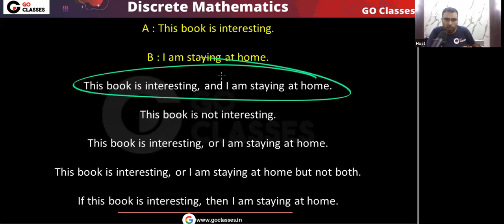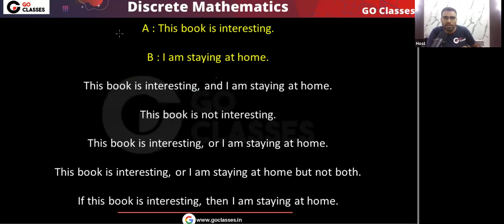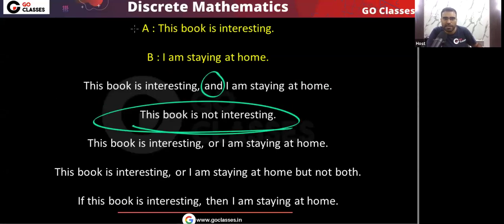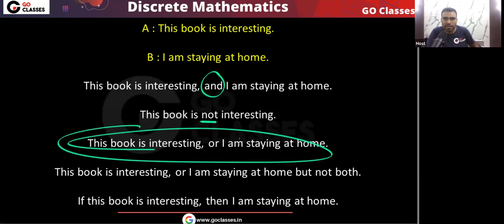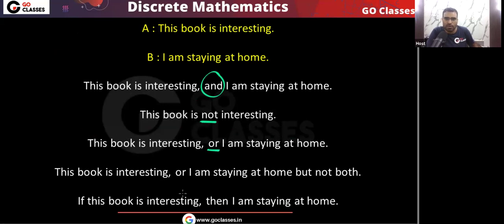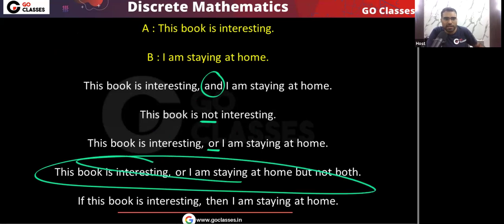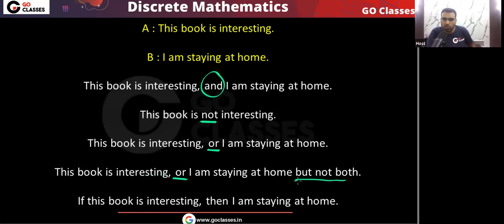So remember, these logical connectives we need to study. You can see that we have statement A and statement B. Now I can create a new statement. This new statement I can create with the help of the logical connective and. This is another statement I created with the help of not. Another statement I created with the help of or. Another statement I created with the help of or but not both. Another statement I created with the help of if then.